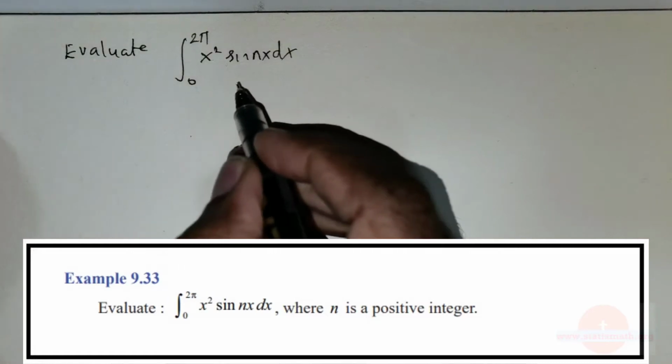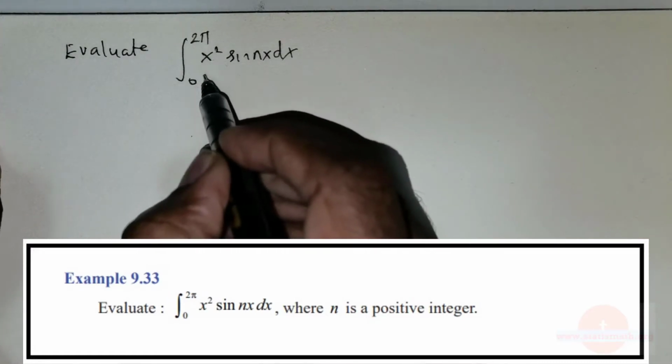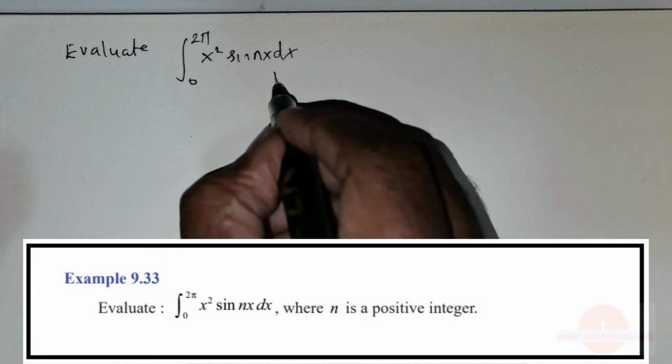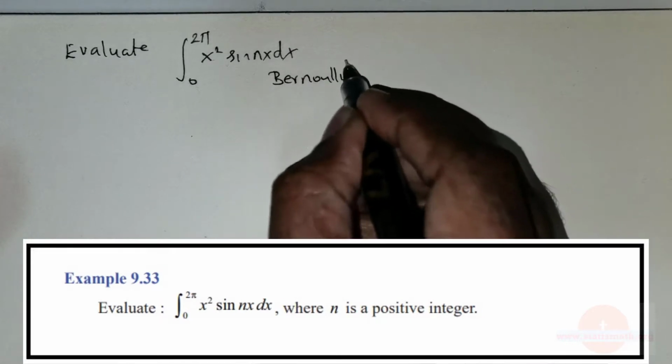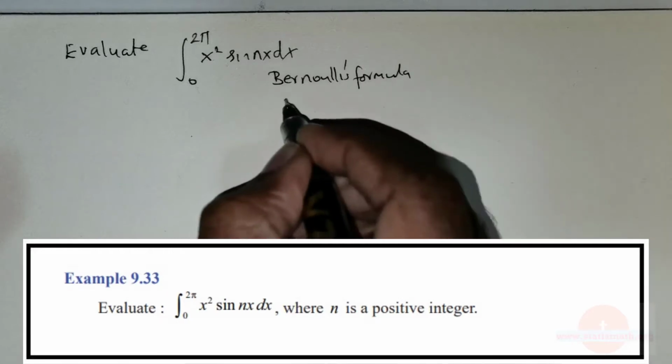Students, in today's class we would be learning how to integrate the integral from 0 to 2 pi of x squared sine nx times dx. Now we would be applying Bernoulli's formula. Now what is Bernoulli's formula?